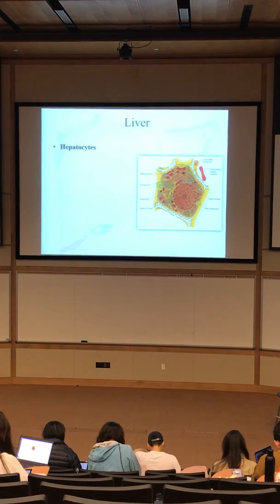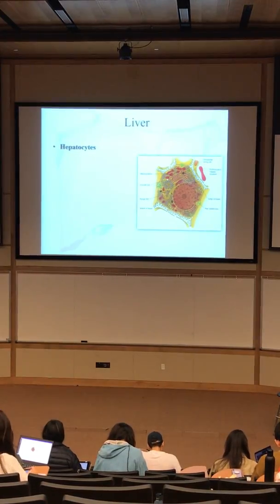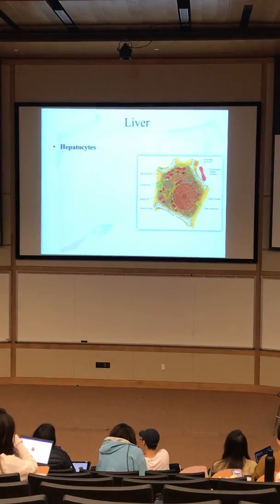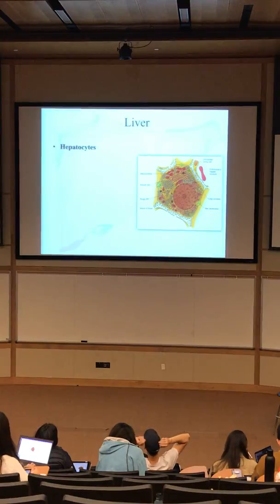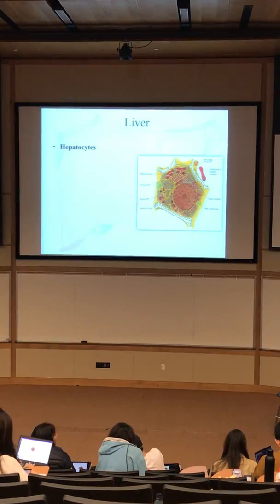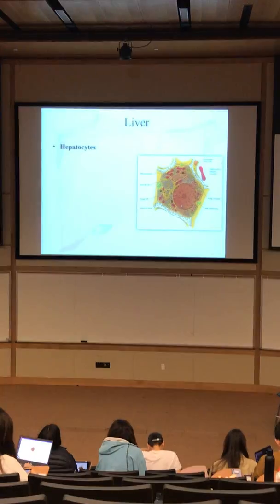All right, this is a drawing of a hepatocyte, and notice that there are several different domains around the hepatocyte. So parts of the hepatocyte border on other hepatocytes, and parts of the hepatocyte are going to border on sinusoids by way of the space of Disse. Okay?